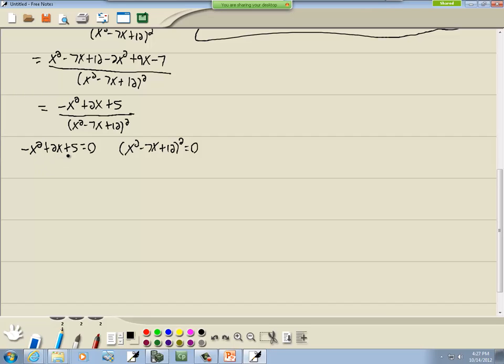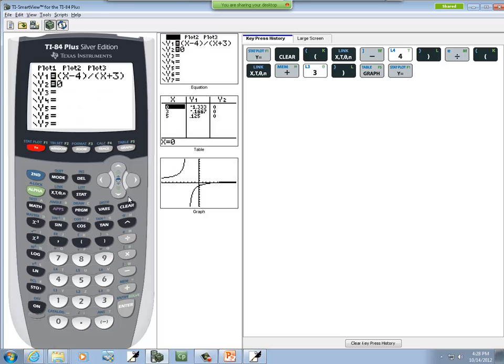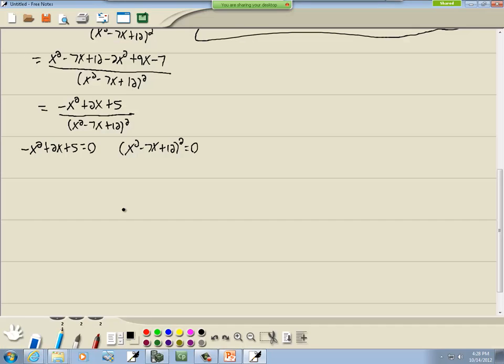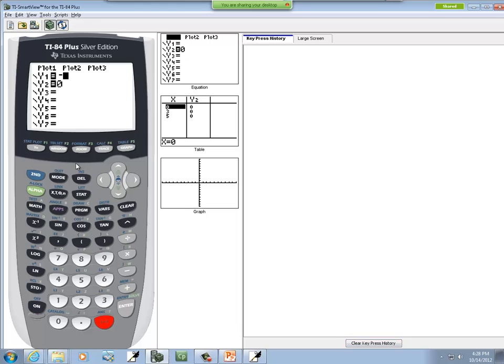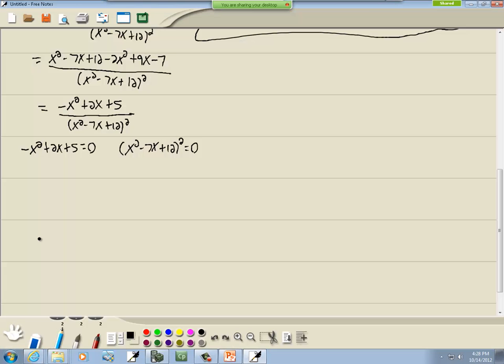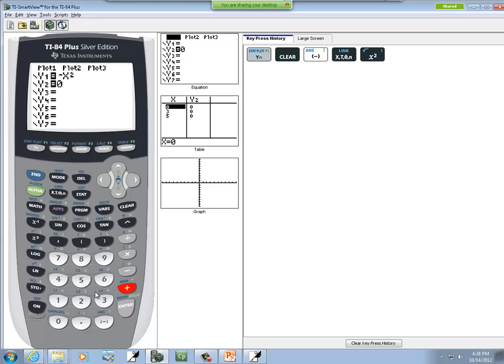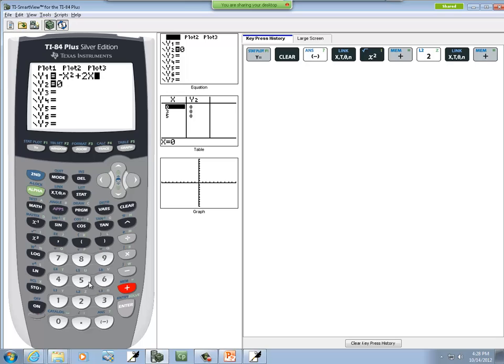We're going to put the polynomial on y1. So go to y equals clear. And negative x squared, so actually I should have cleared my buttons first. Okay, I go to y equals clear. Negative x squared plus 2x plus 5, and you have to have 0 on y2, so down arrow and put 0 on y2.